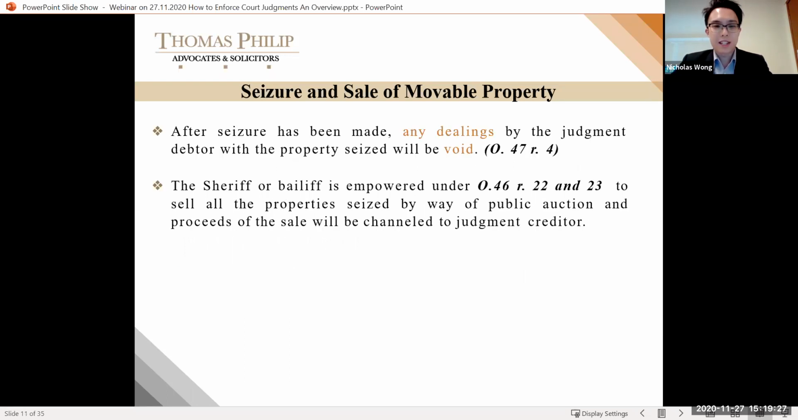So once seizure has been made, this is a technical point. Any dealings by the JD with the property seized will be void. In other words, it's no longer technically the judgment debtor's property anymore, right? If they turn around and try and sell it, that sale will not be valid. And the bailiff here is empowered to then sell all these properties by way of public auction, where the money that's raised from the sale will go to you, the judgment creditor.